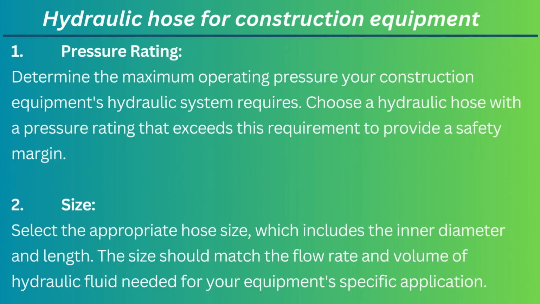1. Pressure rating. Determine the maximum operating pressure your construction equipment's hydraulic system requires. Choose a hydraulic hose with a pressure rating that exceeds this requirement to provide a safety margin. 2. Size. Select the appropriate hose size, which includes the inner diameter and length. The size should match the flow rate and volume of hydraulic fluid needed for your equipment's specific application.